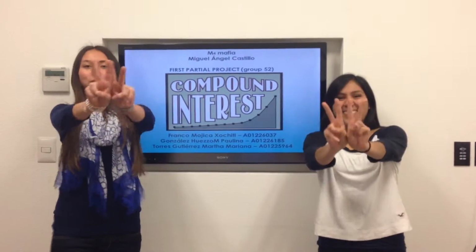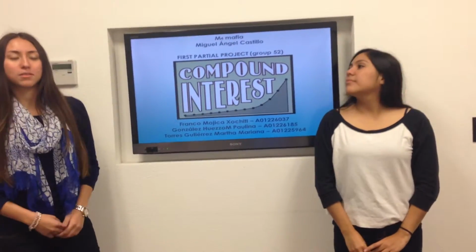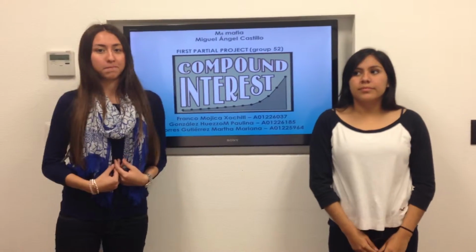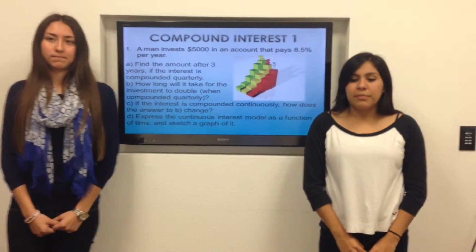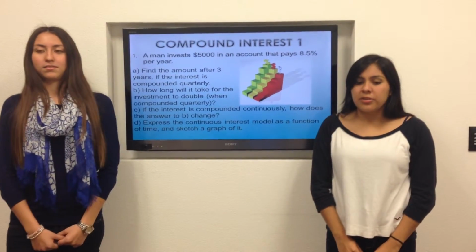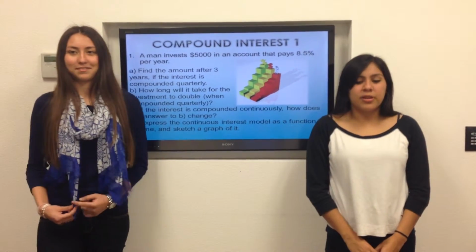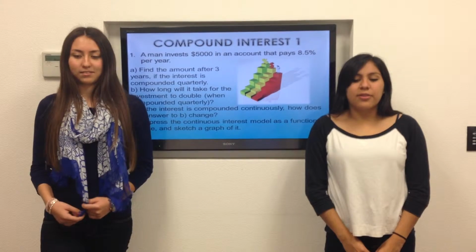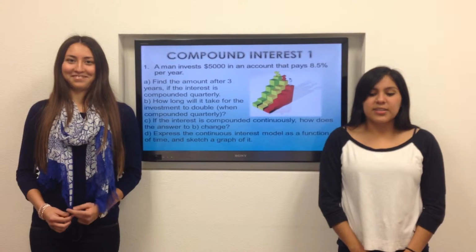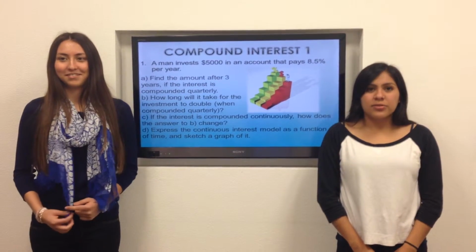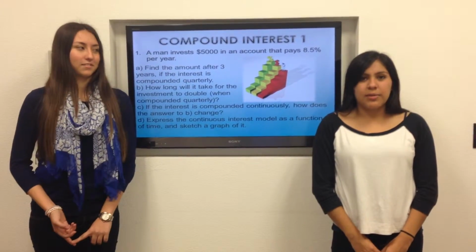We are M4 math class, and we're going to present a problem of compound interest. Our team is formed by Toti, Mariana, and me. The problem says, a man invests $5,000 in an account that pays 8.5% per year. A. Find the amount after 3 years if the interest is compounded quarterly. B. How long will it take for the investment to double when compounded quarterly? C. If the interest is compounded continuously, how does the answer to B change? And D. Express the continuous interest model as a function of time and sketch the graph.